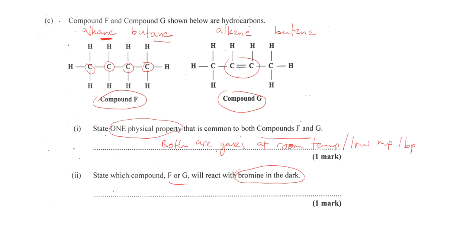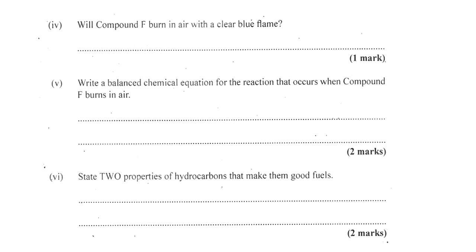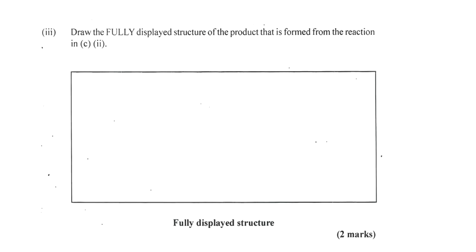So an alkene, which is compound G, will react with bromine in the dark, right? In the case of compound F, you need something like UV light in order for that reaction to take place, right? Because in the case of bromine, what you're going to have is something called an addition reaction, and the bromine adds itself across the double bond. So the answer is G. Okay. And I think they're going to ask us to draw the fully displayed structure formed in the reaction.